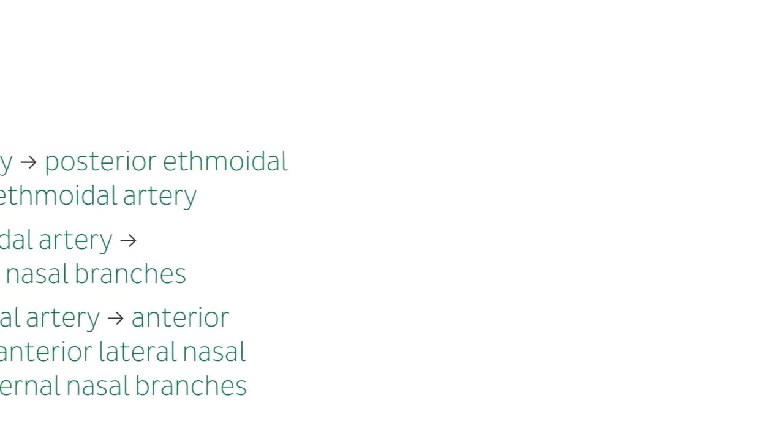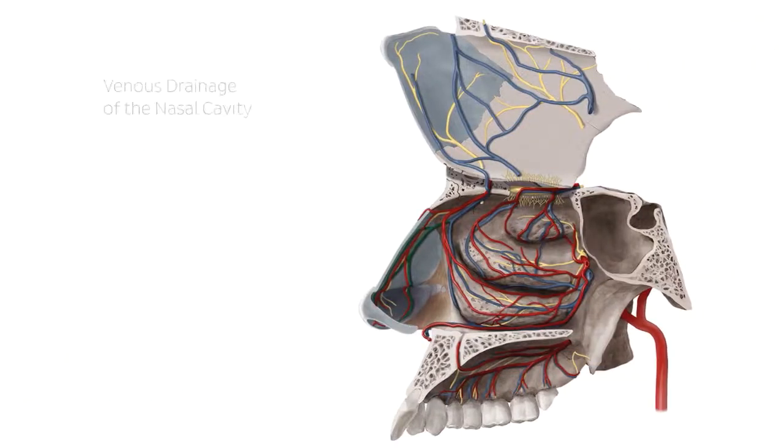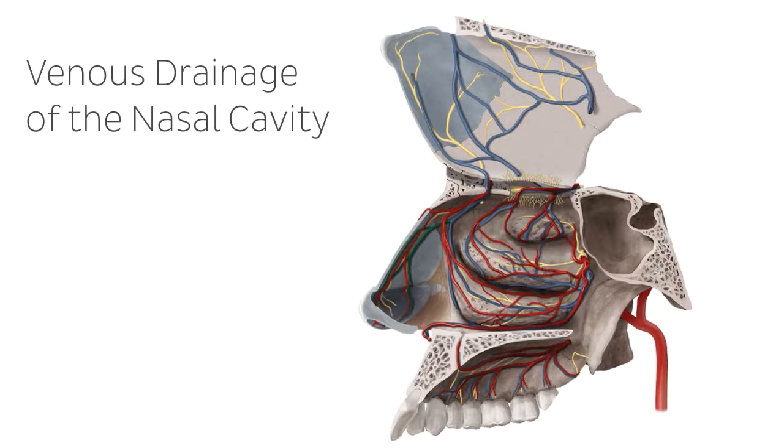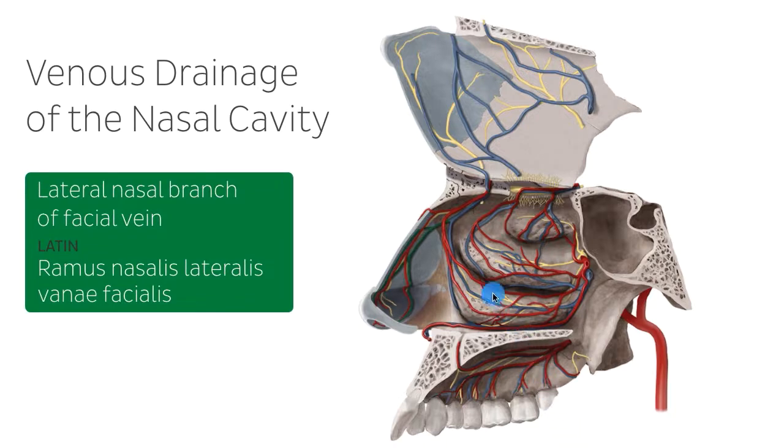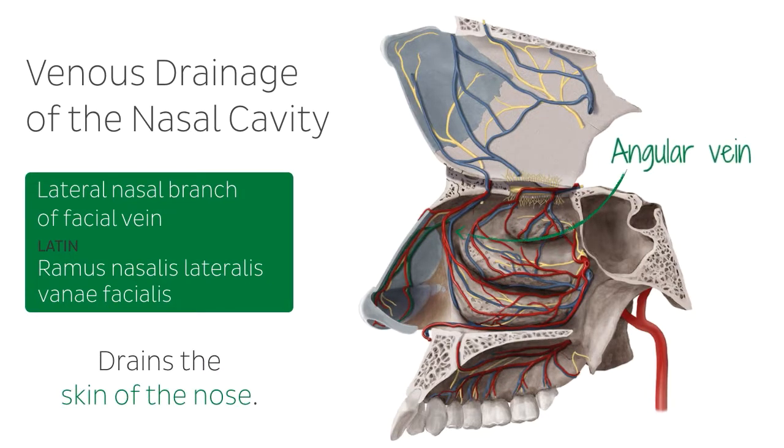Now that we've looked at all these arteries, we can move on to the venous drainage of the nasal cavity. The venous drainage is very similar to that of the arterial supply. The first vein we'll look at is the lateral nasal branch of the facial vein, which is highlighted in green here. This vein follows the course of its corresponding artery, the lateral nasal branch of the facial artery, which is highlighted here in red. This vein drains the skin of the nose and drains into the upper part of the facial vein, which is referred to as the angular vein.